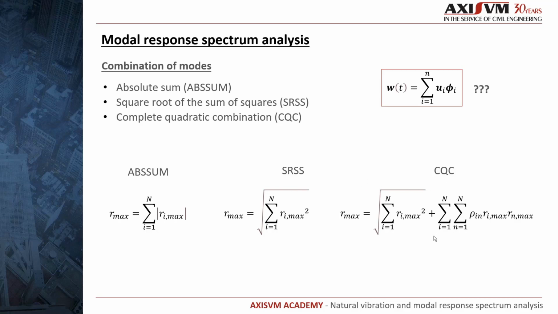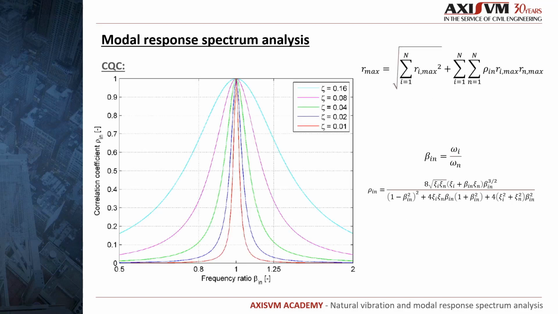Note that each of the terms in the double summation may be positive or negative. As a result, the maximum response estimated by the CQC rule may be larger or smaller than the SRSS estimate. Several formulations exist for the correlation coefficient, but the one proposed by Der Kiureghian is widely used. If the damping and frequency of two modes are identical, the correlation coefficient equals 1.